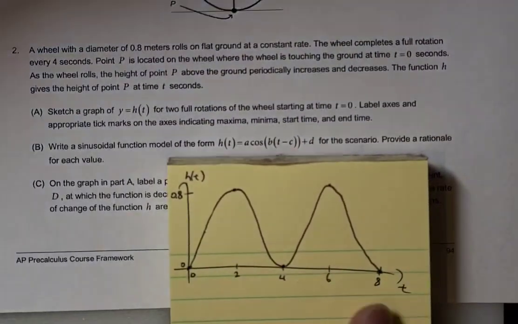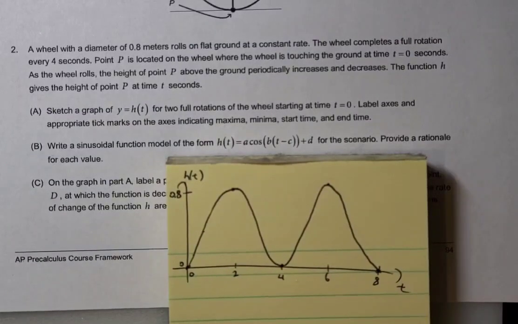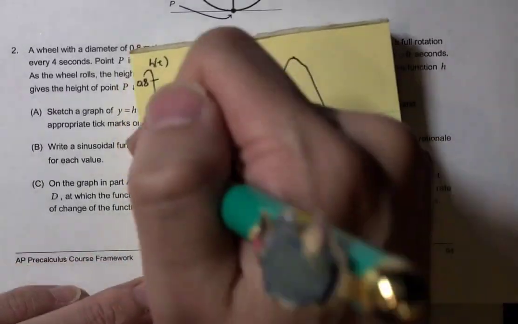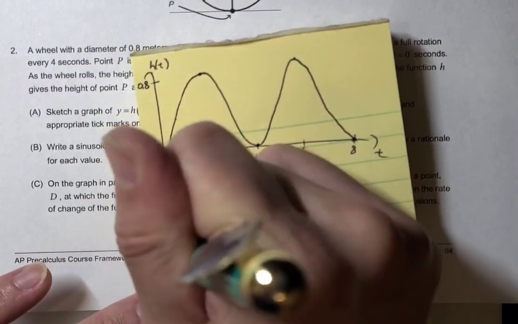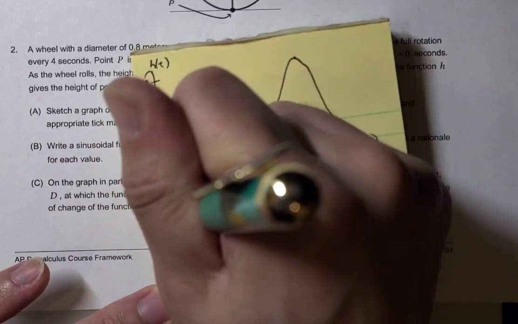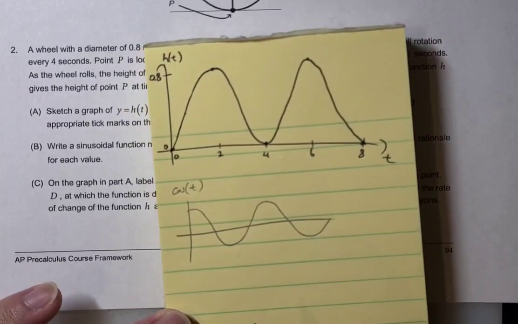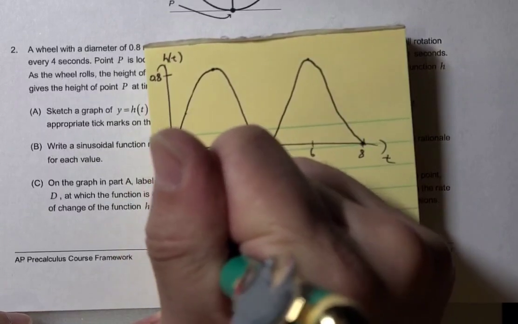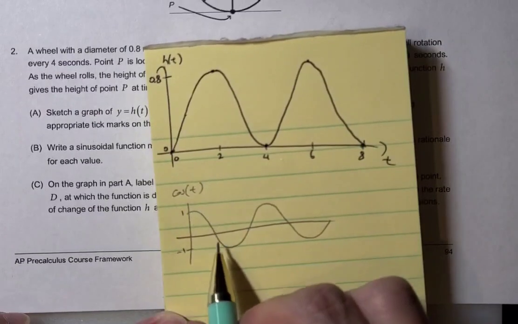Part B asks us to model this in the form of h of t is a cosine of b times t minus c, plus d. Okay, so since we're asked to start with cosine, how does cosine look? If I just draw cosine of t, it looks like this. It starts at the max of 1 and then it decreases.